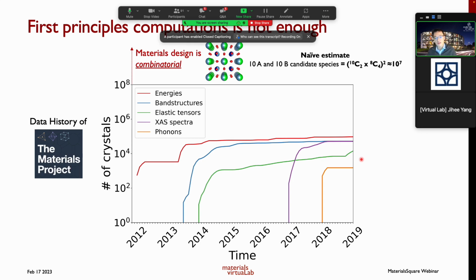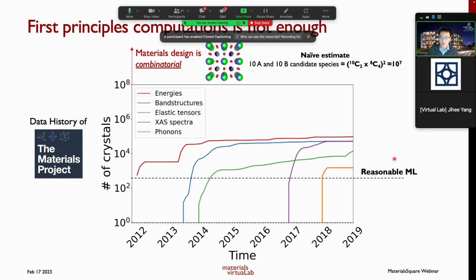Calculating things like elastic tensors and phonons is much more expensive than just relaxing a crystal structure and getting the energy, okay? Now, the good news though is that we have a way out of this conundrum, right?